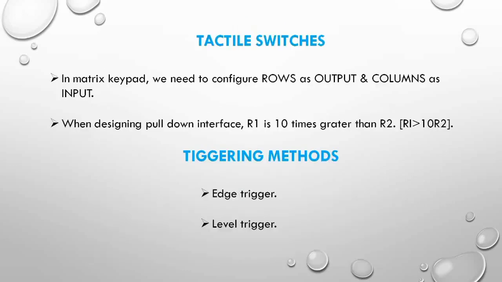Tactile switch. In a matrix keyboard, we need to configure rows as output and columns as input. When designing pull-down interfacing, R1 is 10 times greater than R2. For the triggering method, there are two types: edge triggering and level triggering.